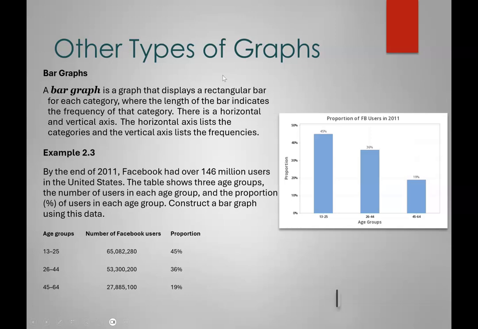A bar graph is rectangular bars. Again, this is more for categorical data, or sometimes we use it to show proportions. We have our relative proportion there. The horizontal axis has my age groups, and the proportion is on the side, which is the same as relative frequency. So this has 3 age groups of users of Facebook, and the height.